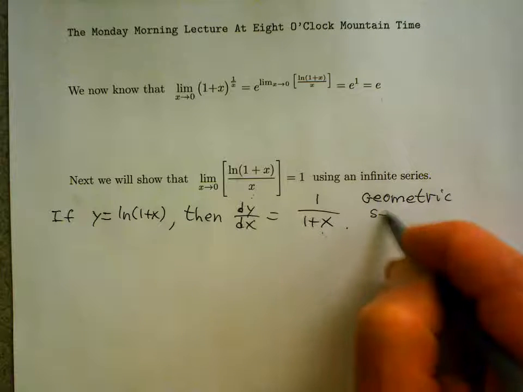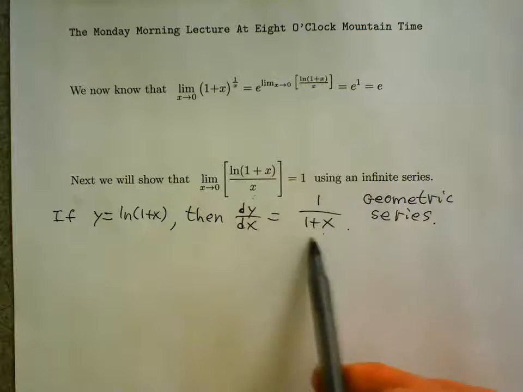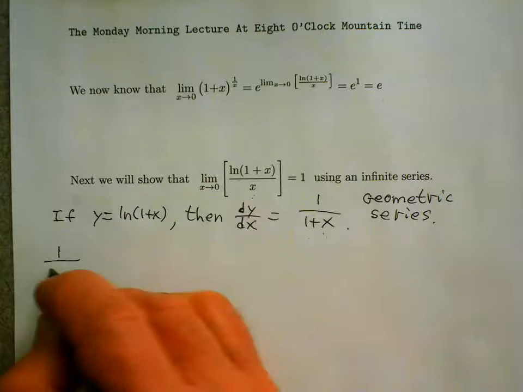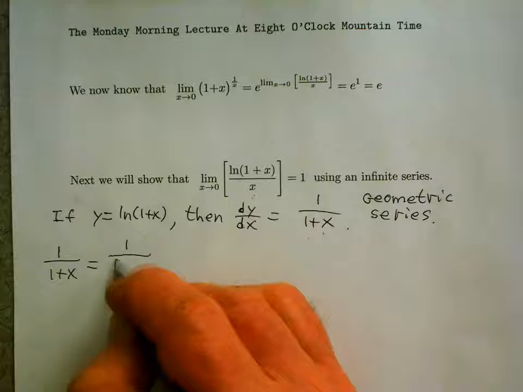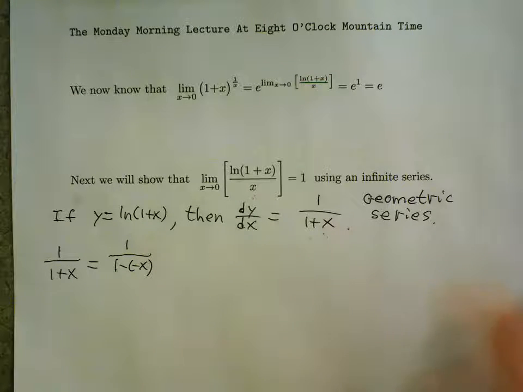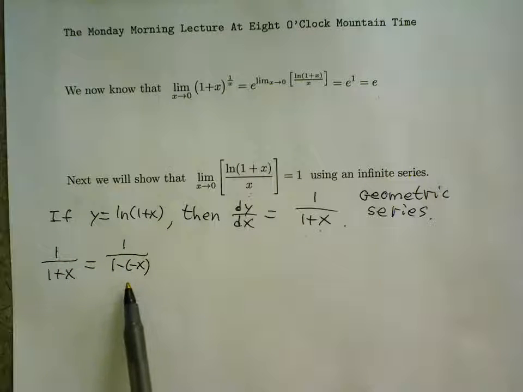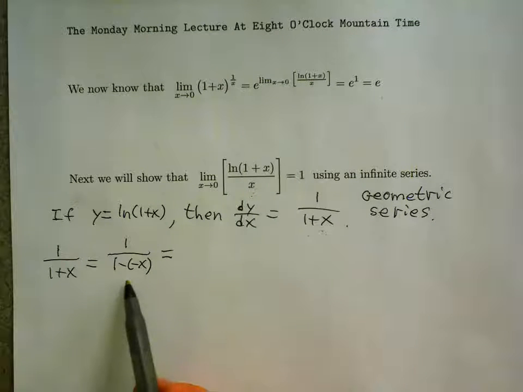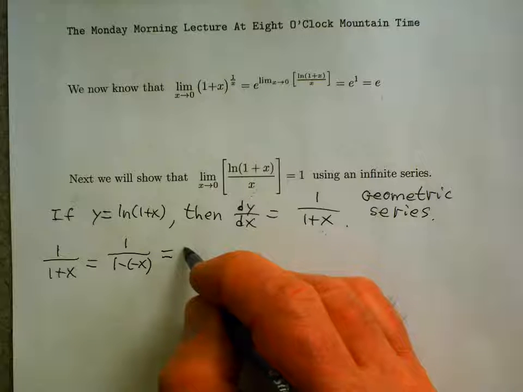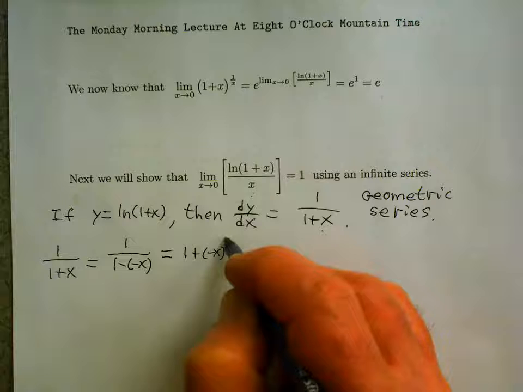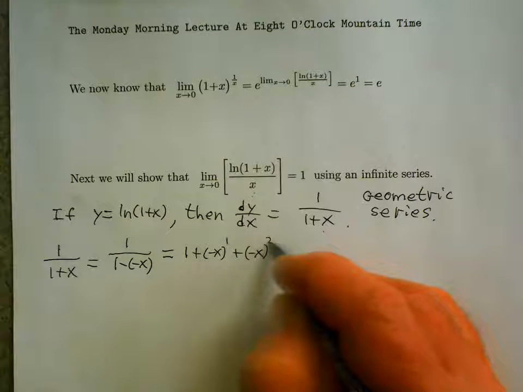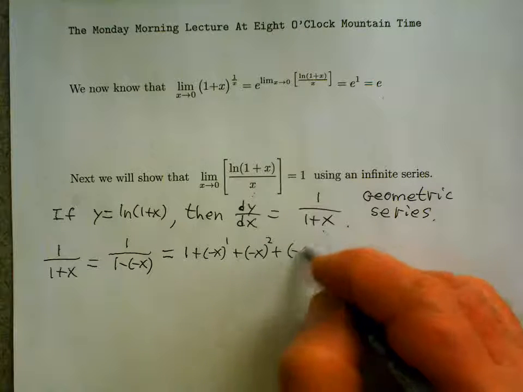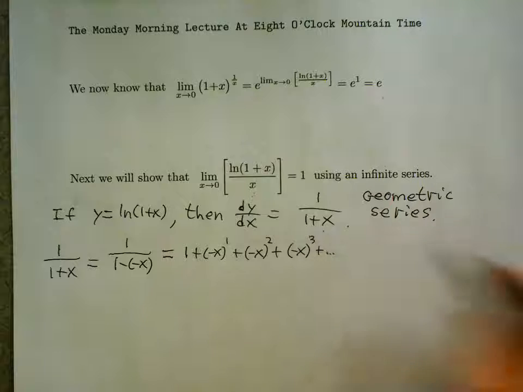Okay, so I'll just make a note. Geometric series. If we think of this 1 over 1 plus x as 1 over 1 minus negative x, according to the geometric series sum formula, 1 over 1 minus negative x is what the series converges to. So if we write 1 plus negative x to the first plus negative x to the second plus negative x to the third, and so on, this is for values of x that have an absolute value less than 1.